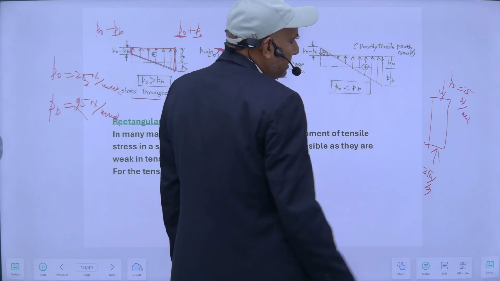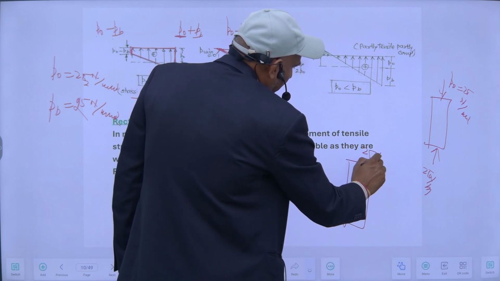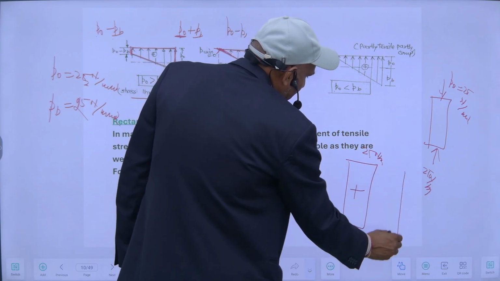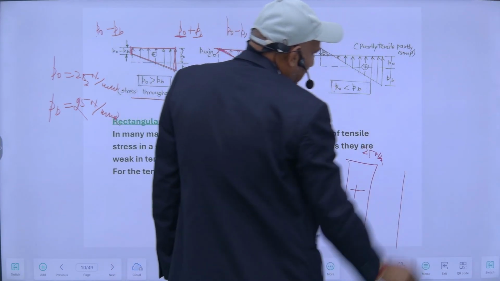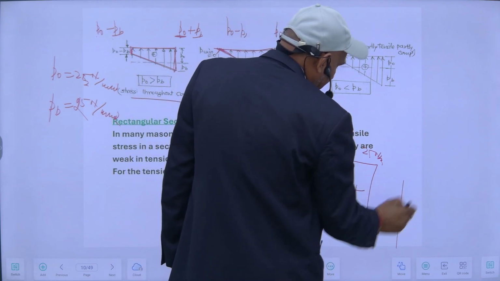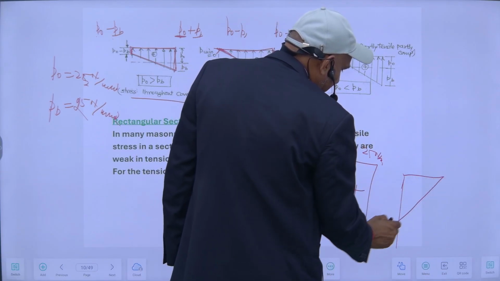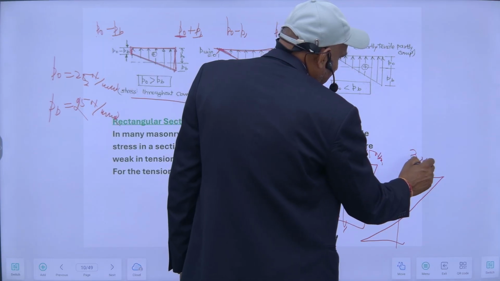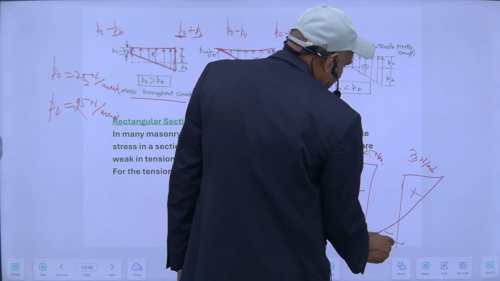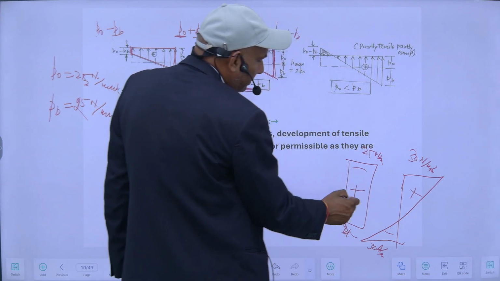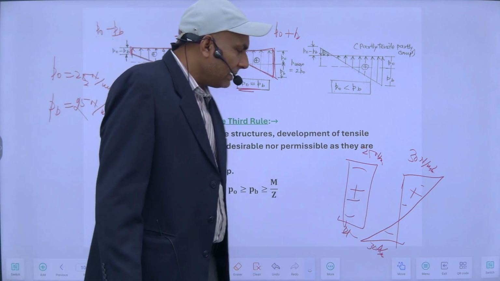And my bending stress is like this. This is my direct stress, 25 Newton per mm square. And my bending stress is like this. Suppose it is 30 Newton per mm square. On this face it is positive, it is negative here. So these are the stress diagrams: the direct stress diagram, and this is the bending stress diagram.